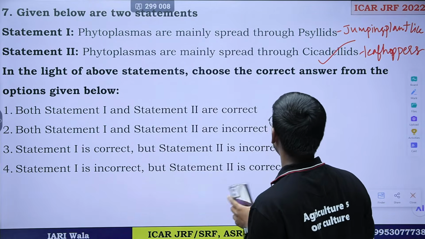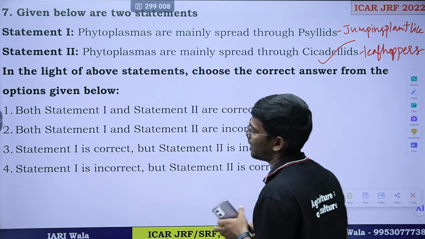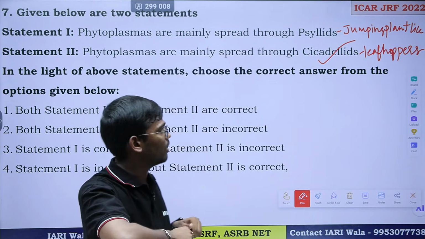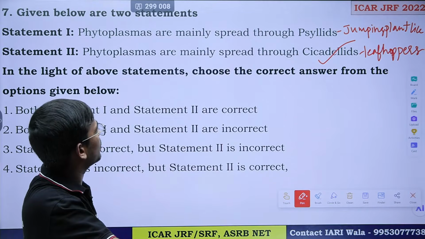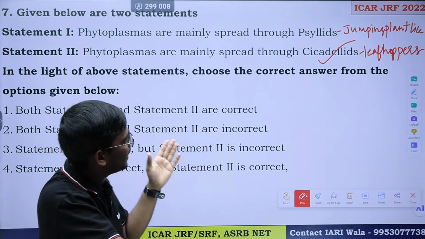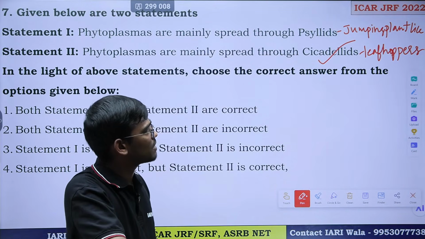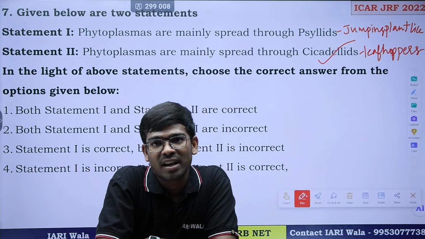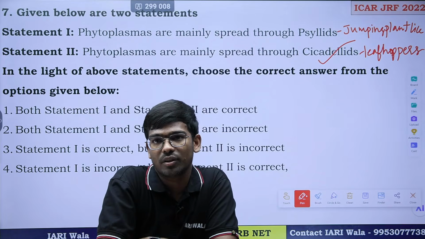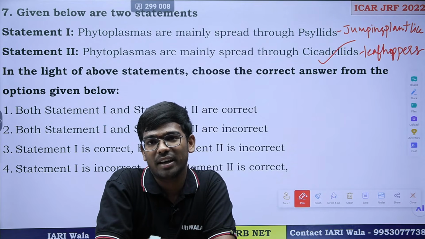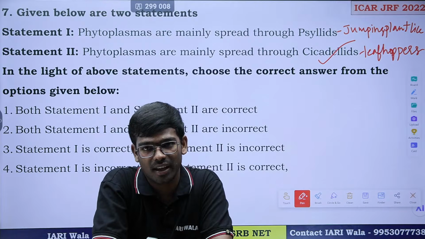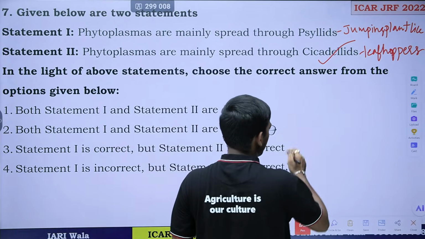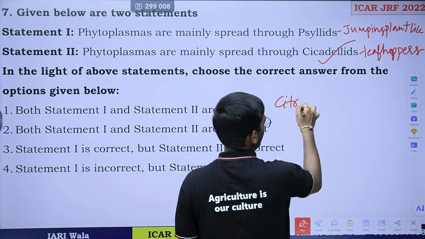Phytoplasmas are mainly spread through the cicadellids, and many people will have this doubt. Even when I was preparing for JRF in my UG, I also got this doubt. So regarding the disease transmitted by psyllids, at that time I read citrus greening. Citrus greening or huanglongbing disease of citrus is transmitted by Diaphorina citri, that is the citrus psylla. But the causal organism for citrus greening is, here I will write without any confusion.